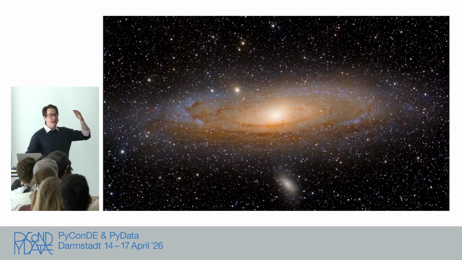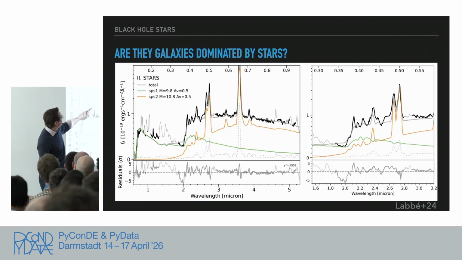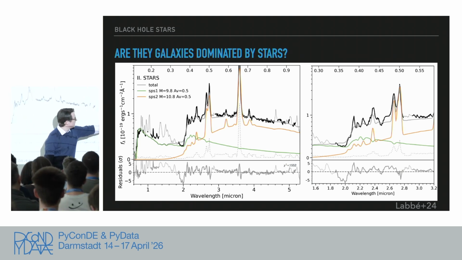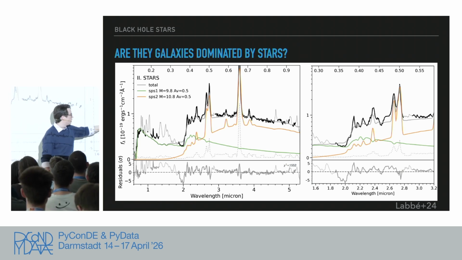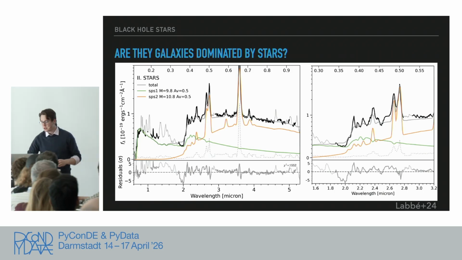Also, if you try to explain their spectra with stars, here in black we have the model. In gray we have the data. And if we really zoom in, we see that there's this discontinuity here, which we really should be able to fit. And so again, stars don't make sense. They can't be galaxies with stars.